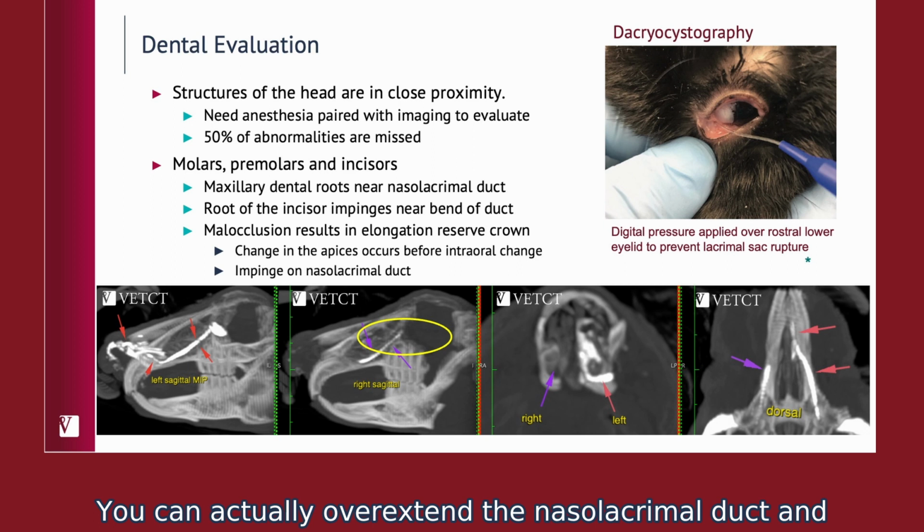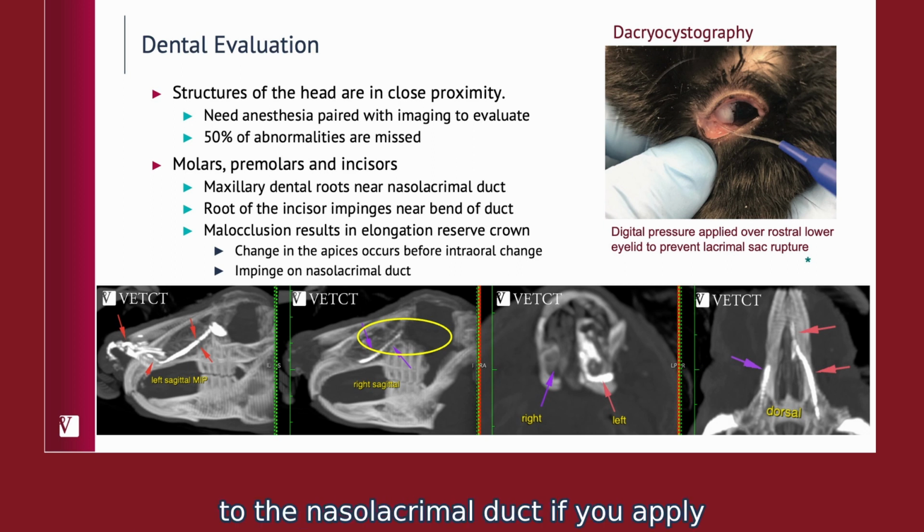You can actually overextend the nasolacrimal duct and potentially cause trauma to the nasolacrimal duct if you apply too much pressure on the syringe when you're putting in the contrast. So ideally, the contrast is really going to light up the areas along the nasolacrimal duct that may be a problem. So these images down here from Vet CT are really nice in that you can see where the issues are.